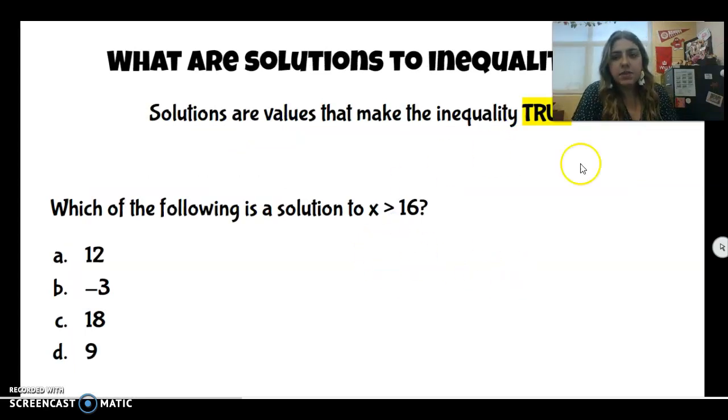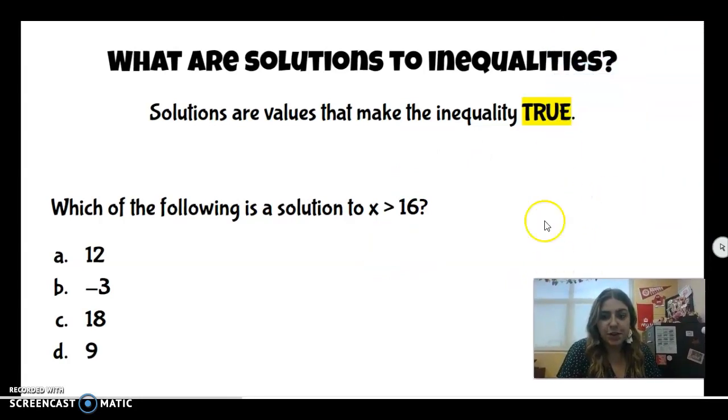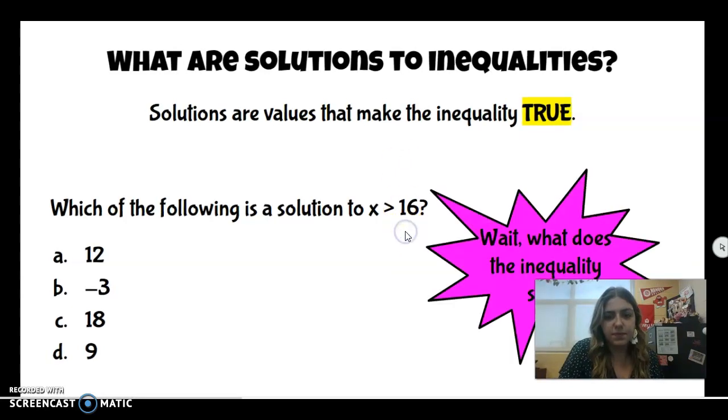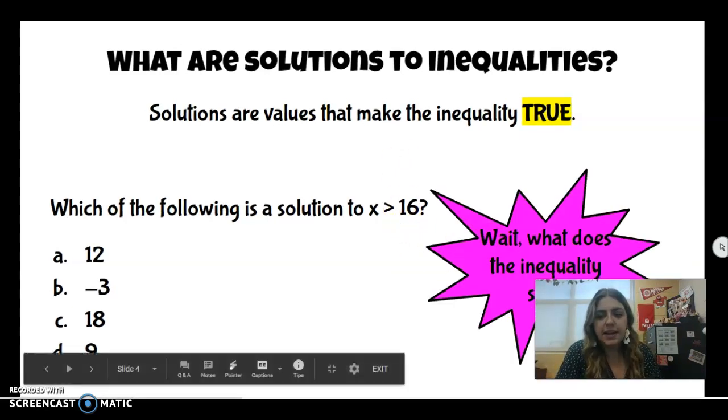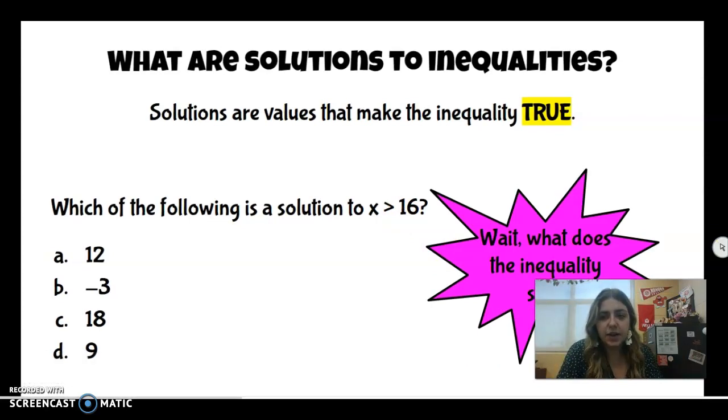So sometimes when we are talking about inequalities, we talk about solutions to inequalities, okay? And solutions are just values that make the inequality true. So here we have this problem. Which of the following is a solution to that inequality? And the first thing we have to think is, wait a minute, what does that inequality say?